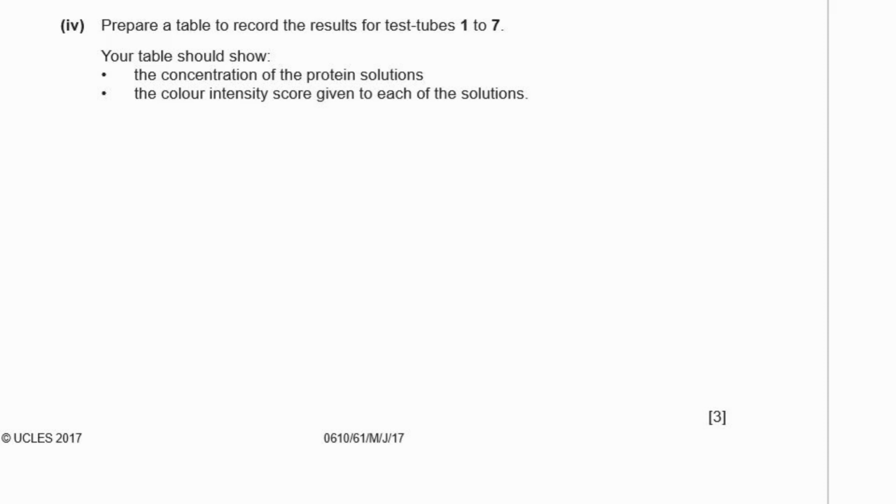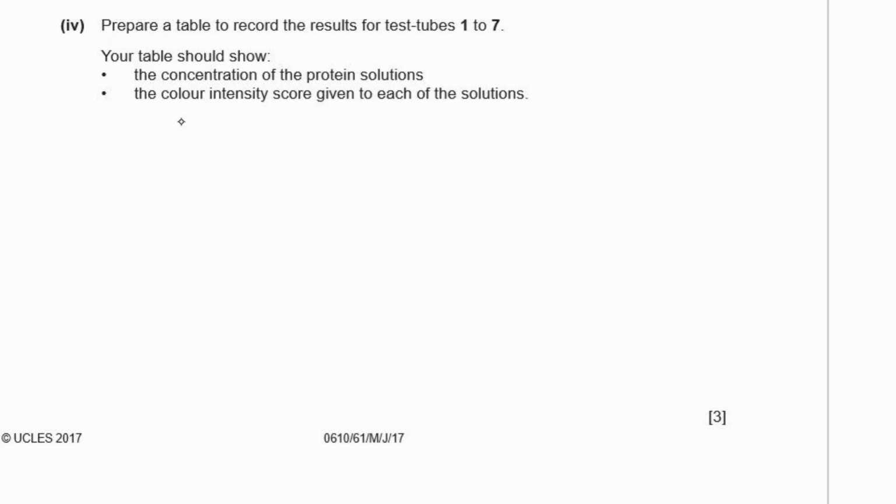Your table should show the concentration of the protein solutions and the color intensity score given to each solution. Okay, they haven't really given us much space here. Normally they give you too much space, and you have enough to work with, so you just have to write small. Okay, but remember, in biology you need to draw in all the cells.